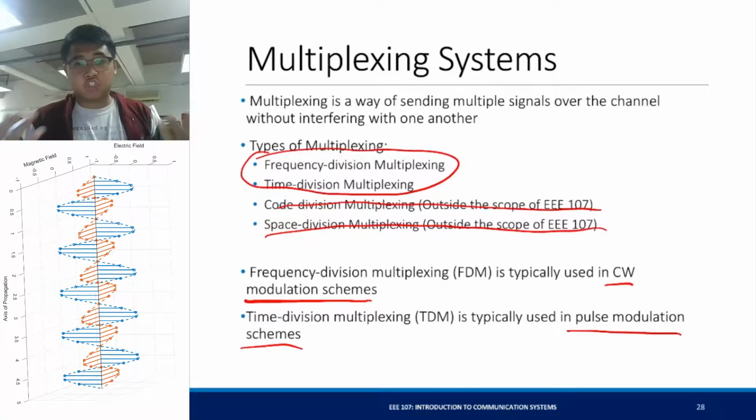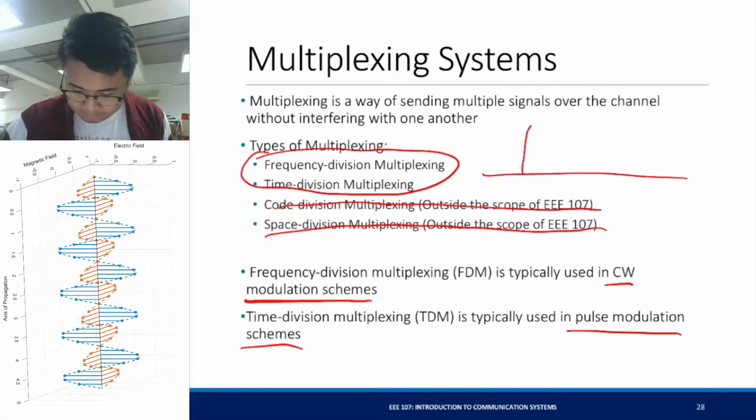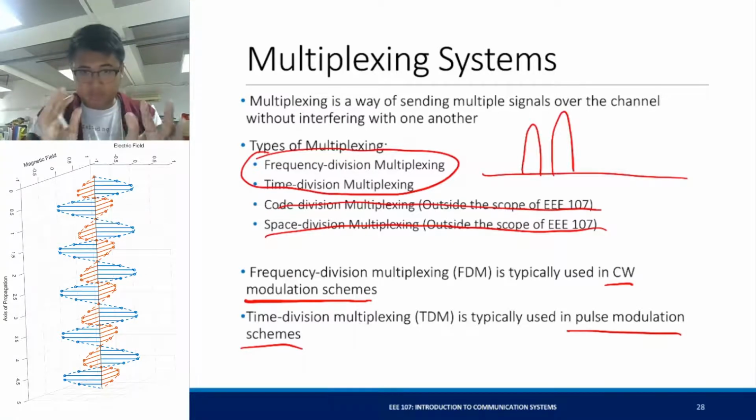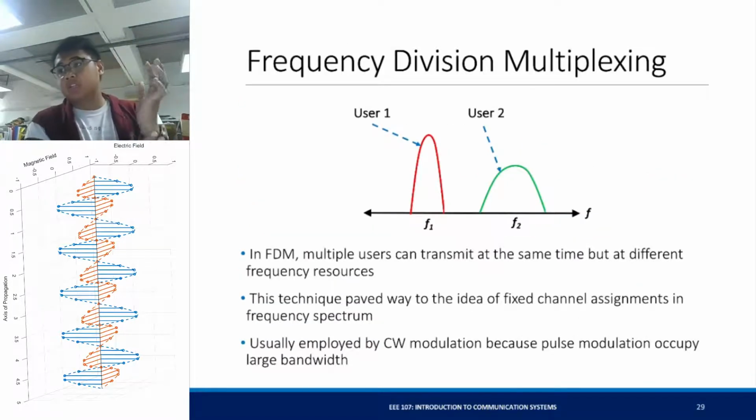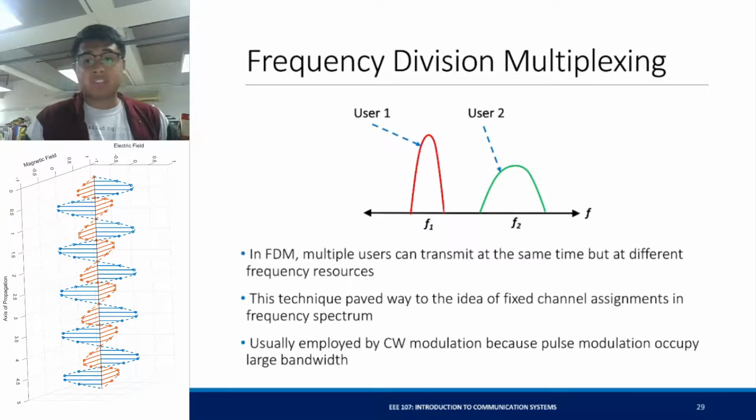Your CW modulation schemes inherently have a small bandwidth. So we can fit them very close to each other but not overlapping. So that's what's happening here. User 1 and user 2 can communicate independently of each other, okay, by using a frequency division multiplexed system. So your users can transmit at the same time, but they transmit at different frequencies. And in effect, you can actually listen to both frequencies if you tune to the right frequency.